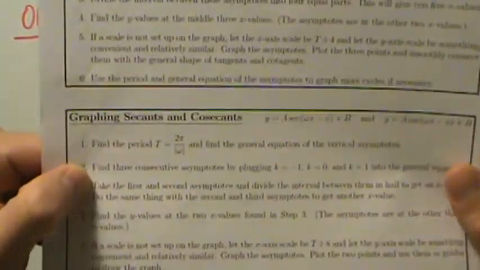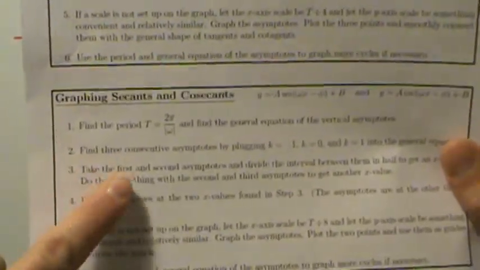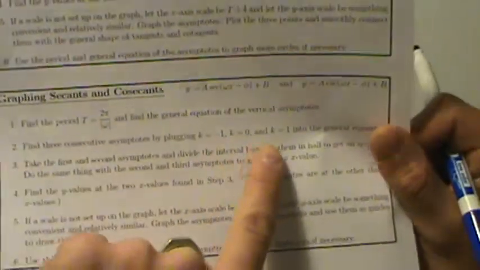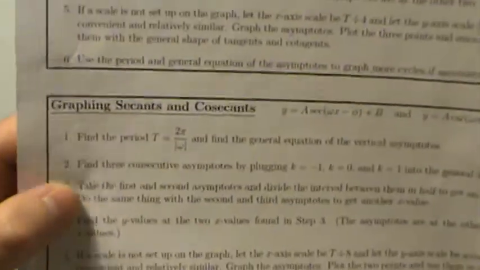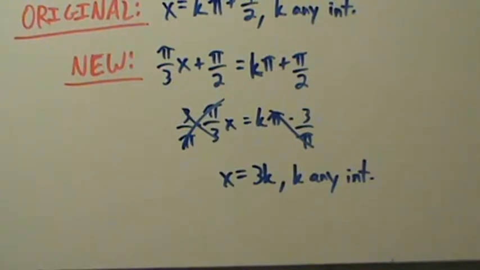Now step 2. This is a little bit different from tangent to cotangent. So for step 2, for secants and cosecants, now we find 3 consecutive asymptotes by plugging k equals -1, k equals 0, and k equals 1 into the general equation. So remember, for tangents and cotangents, we only found 2 consecutive asymptotes, but now for secants and cosecants, we find 3. Okay, so that's actually going to make the rest of this relatively simpler.